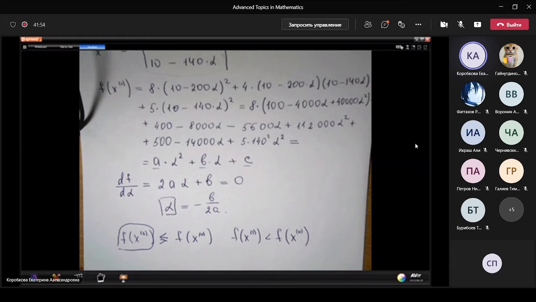So should we move further, or are there some questions on this method? I'll try to give you a task with smaller coefficients than in this case. Of course, it depends on the initial point as well. So in order for you not to make mistakes in calculations, I'll try to find smaller values for these coefficients.